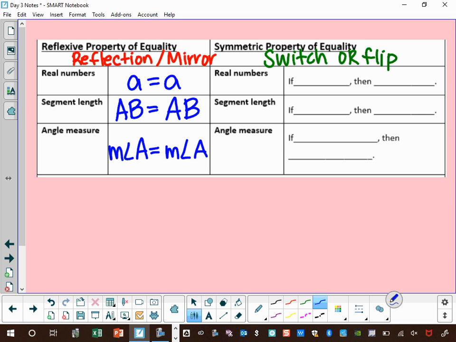Alright, real numbers. If I have A equals B, then B equals A, because in the symmetric property, they are flipping. They're just flip-flopping. So your segment length, if AB equals CD, then CD equals AB.